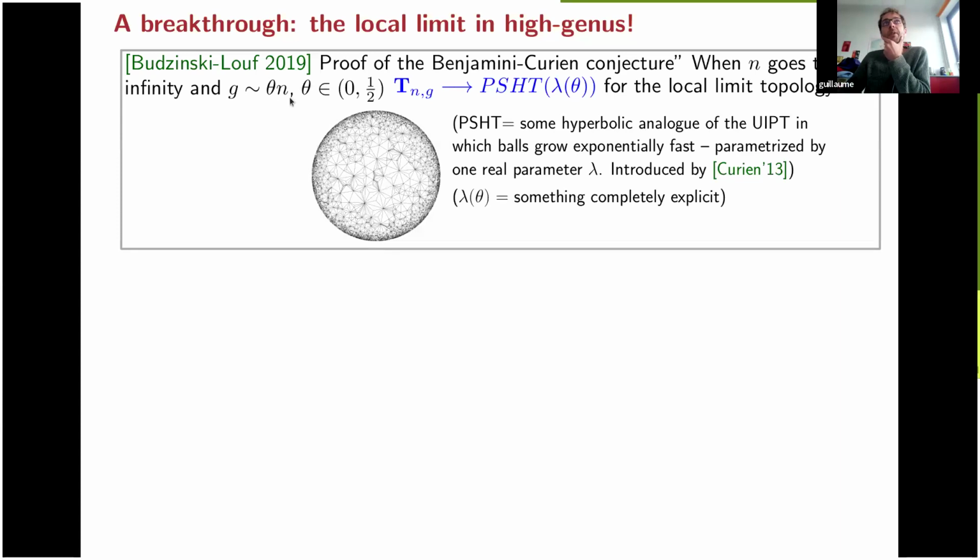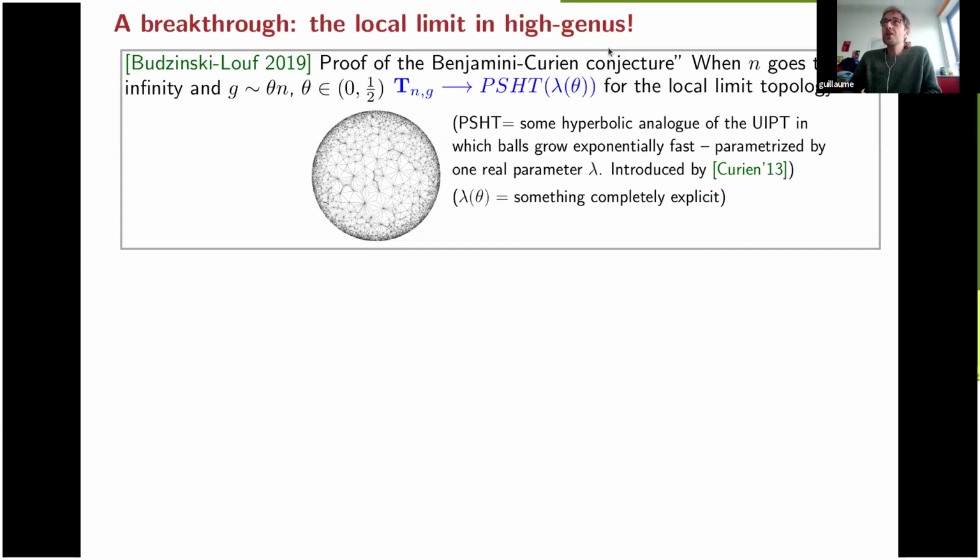And here also I have one parameter lambda, and there is an explicit function lambda of theta that Budzinski and Louf give you to tell you how they are related. So this theta will control in the end the exponential growth of the final object that you obtain with this parameter lambda. So this was really a very impressive result, and it's also an impressive paper. They do not go, as I was saying, the planar way. It's not that you can count the numerator and the denominator and then divide and get some convergence, because as I said, it's still an open problem to count these things.